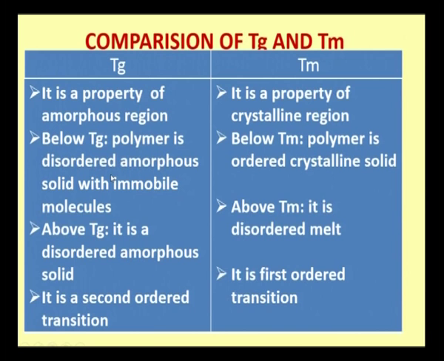Such cases are possible, but generally polymers are semi-crystalline in nature. They have both amorphous as well as crystalline regions. Hence, they could be characterized by having both Tm as well as Tg values.